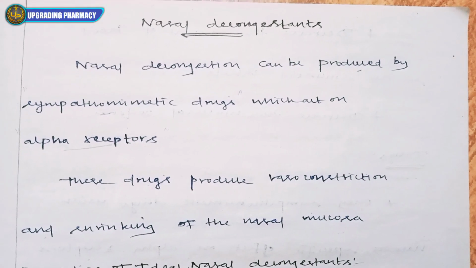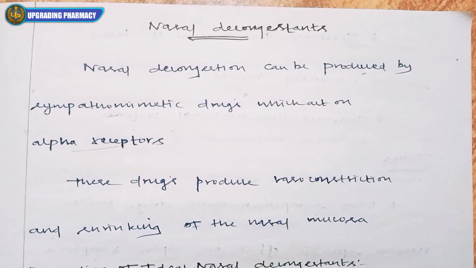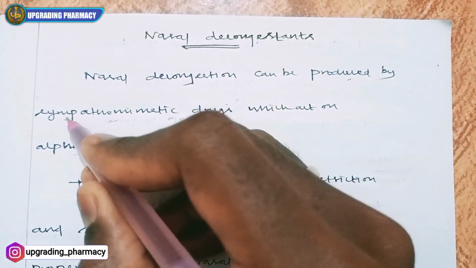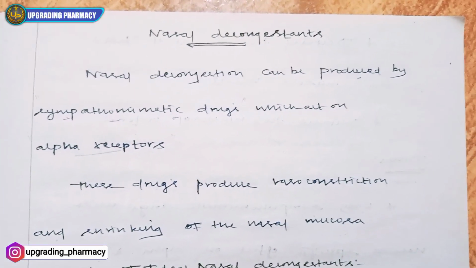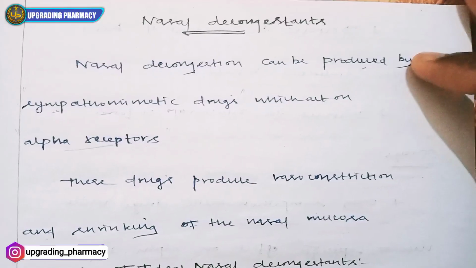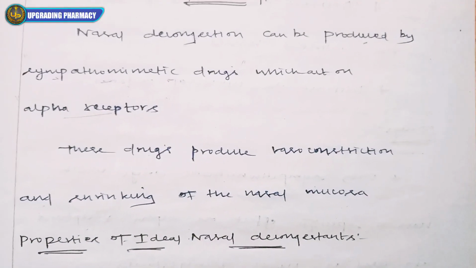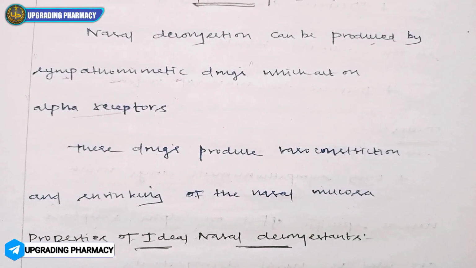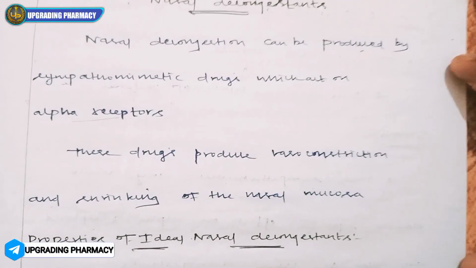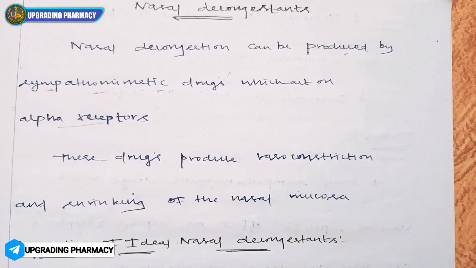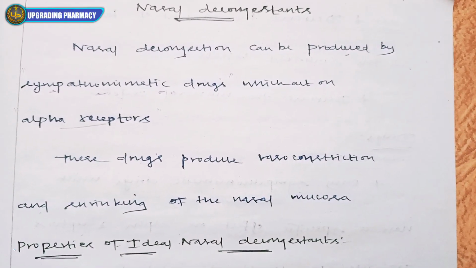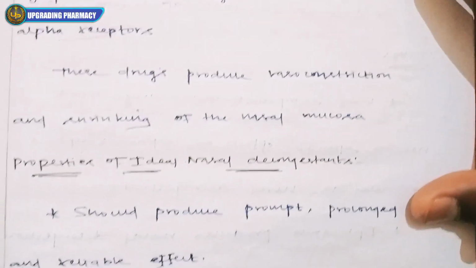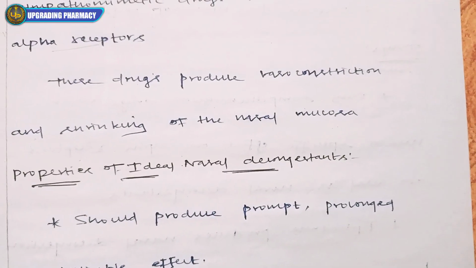So first, nasal decongestion can be produced by sympathomimetic drugs. Sympathomimetic drugs means the agents which are agonists of the actions of alpha and beta receptors. So sympathomimetic drugs involve alpha and beta receptor agonists. These are the agents mainly involved in the process called decongestion, that is nasal decongestion. The drugs produce vasoconstriction and shrinking of the nasal mucosa.